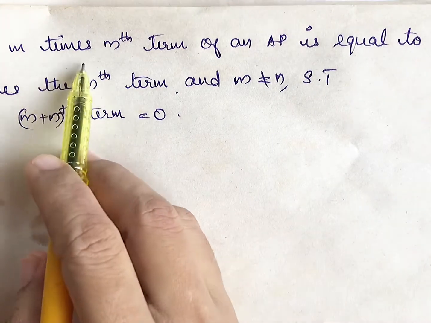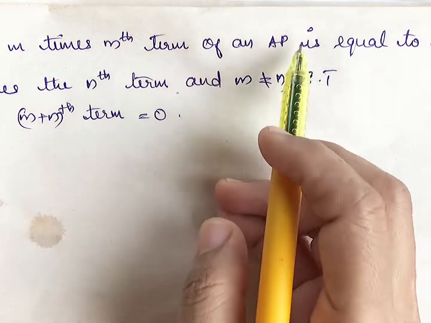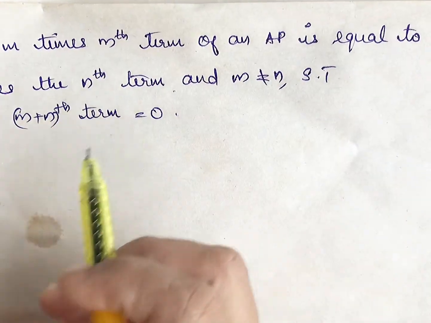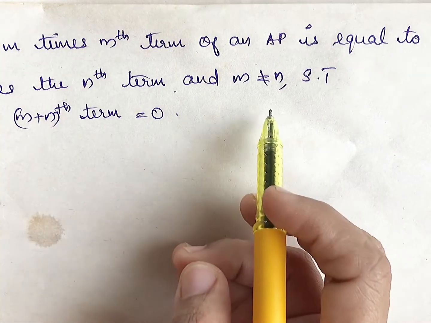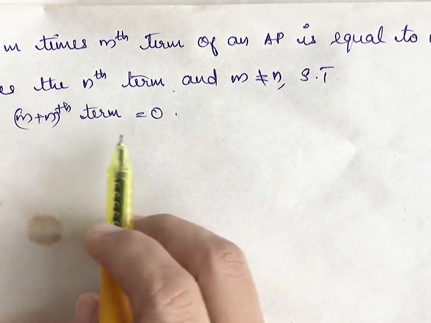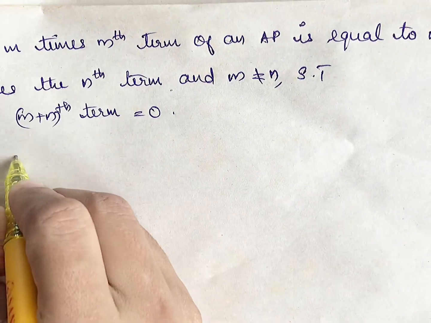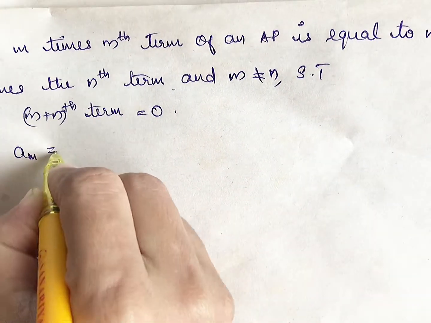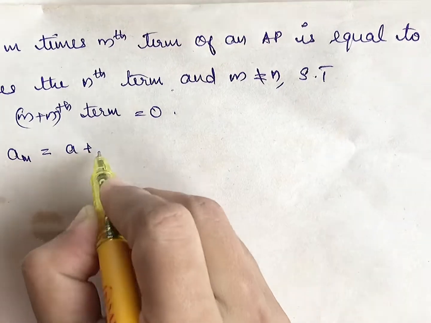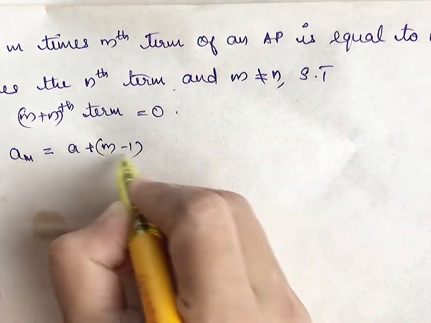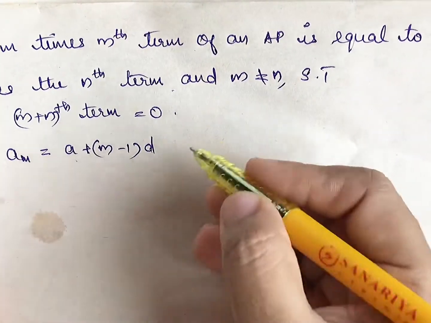Okay, if m times the nth term of an AP is equal to n times the nth term and m not equal to n, show that the (m plus n)th term equals 0. That is, we have the mth term is equal to, as usual, a plus (m minus 1) into d, right? Where a is the first term and d is the common difference.